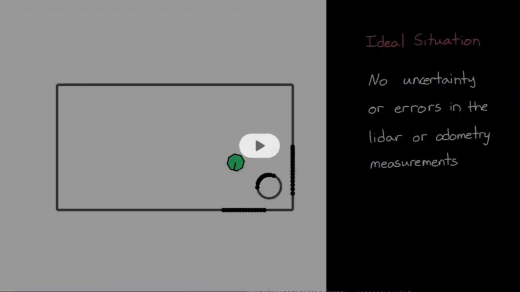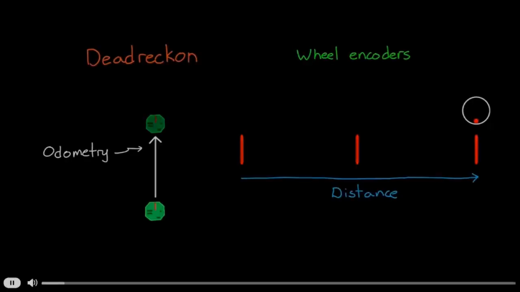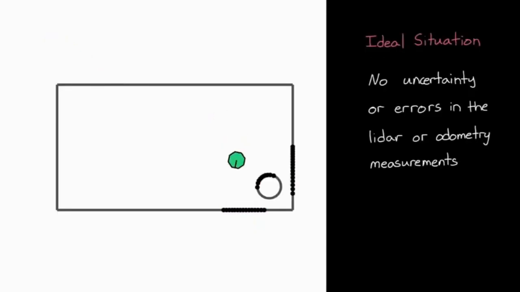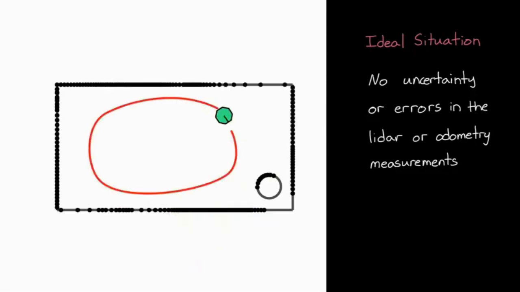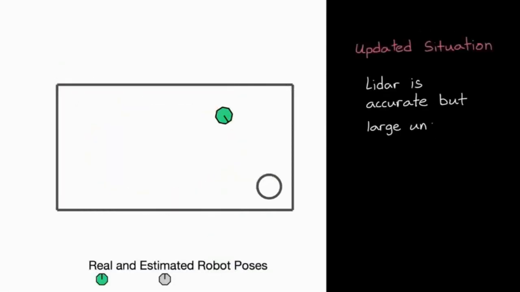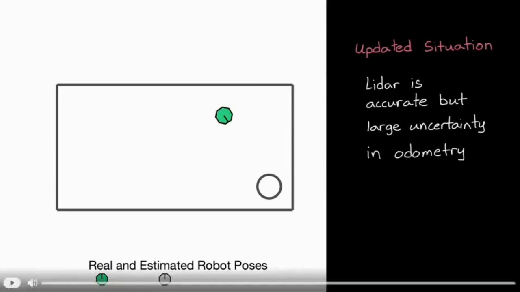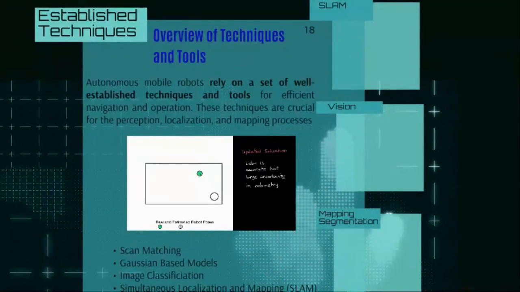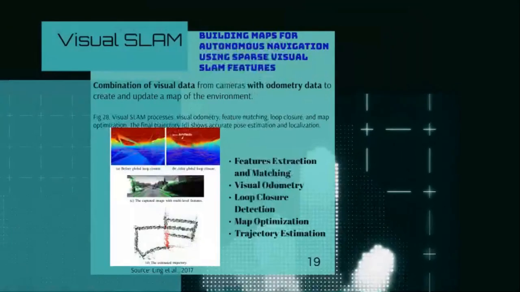So let's see this video. Usually they rely on odometry and LiDAR. The indoor robots can correct their errors by fusing these sensors. And the drifts, or the offsets from the real position, are corrected. So we have selected scan matching algorithms in our papers, Gaussian-based models, image classification, and simultaneous localization and mapping based algorithms.